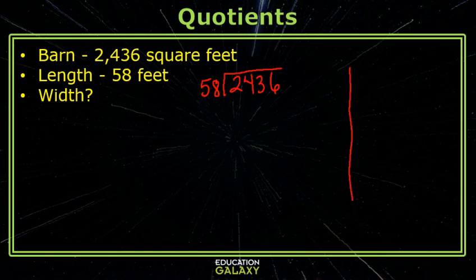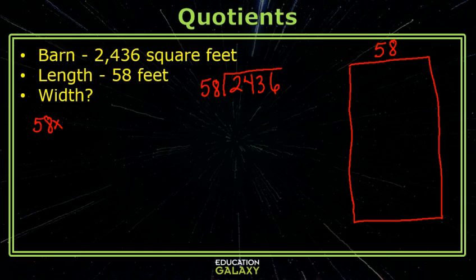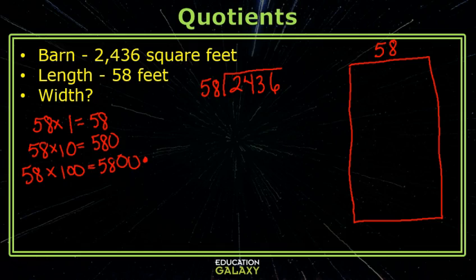The first thing that I do in an area model is draw a rectangle. Since 58 is my divisor, I write it at the top. Like partial quotients, we need to know some facts about our divisor, so we'll write them off to the side. 58 times 1 is 58. 58 times 10 is 580. 58 times 100 is 5,800. 5,800 is greater than our dividend, so we can stop. We don't need this fact.